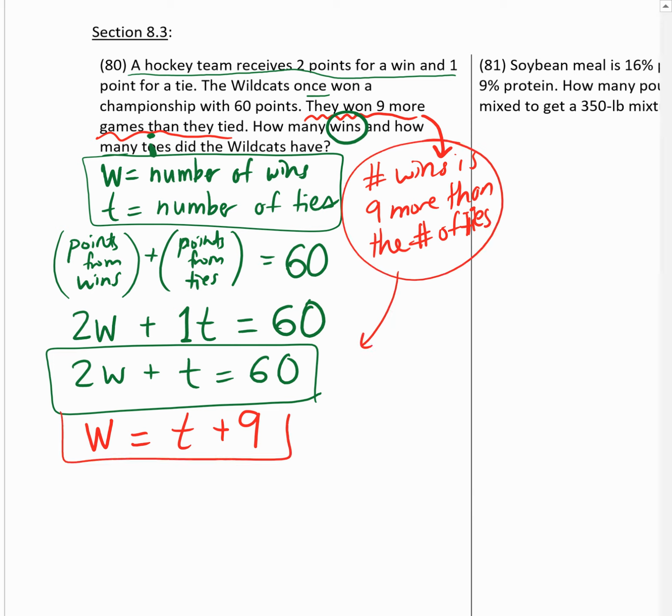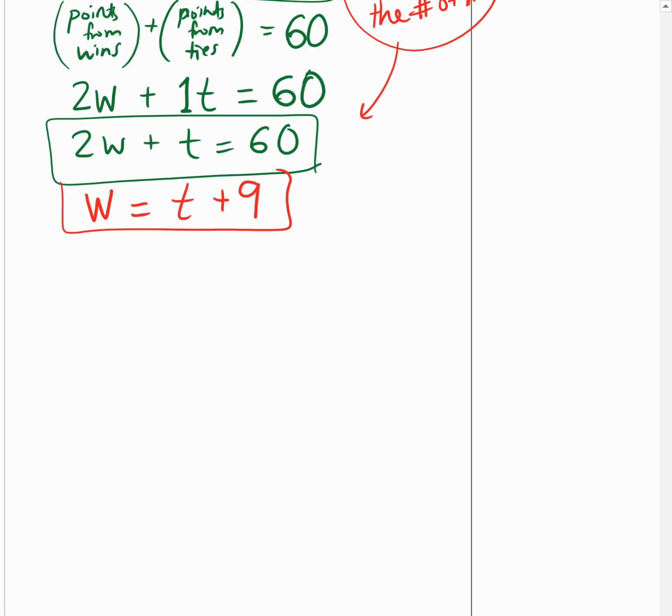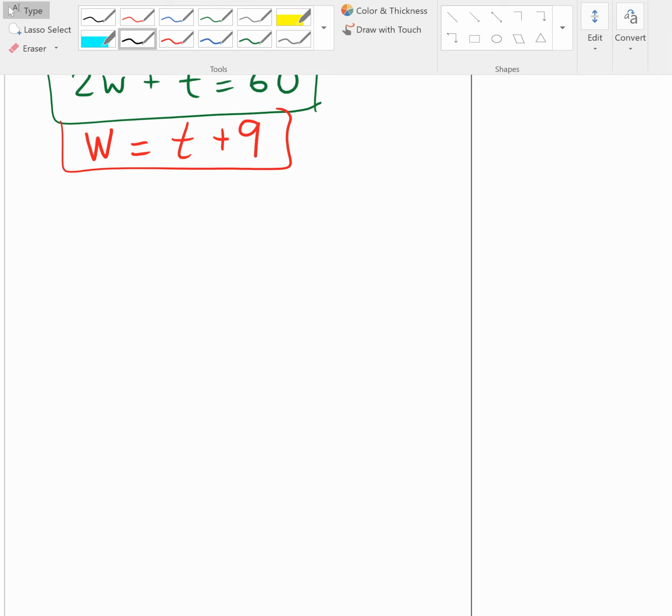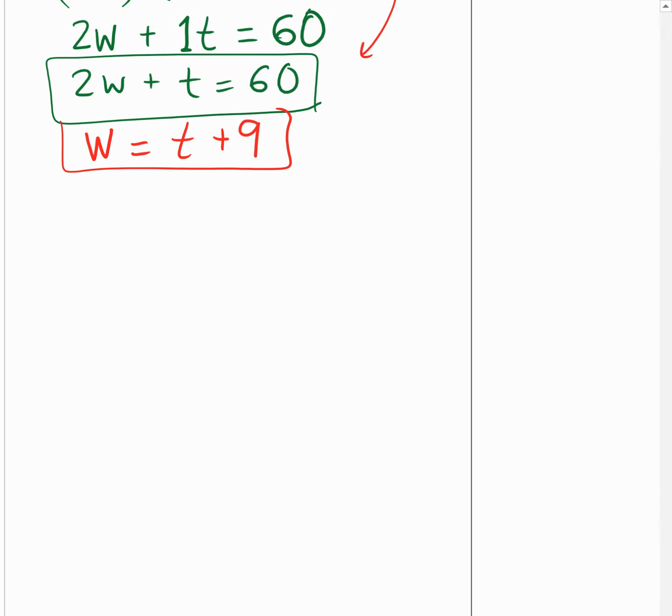All right, there's our 2 equations. I'm thinking now, how do I solve this system? Since the second equation has one variable already by itself, I'm going to use substitution. That's usually how I decide which one to use. If one of the equations already has a variable by itself, I'll use substitution. If not, I'll just use elimination.